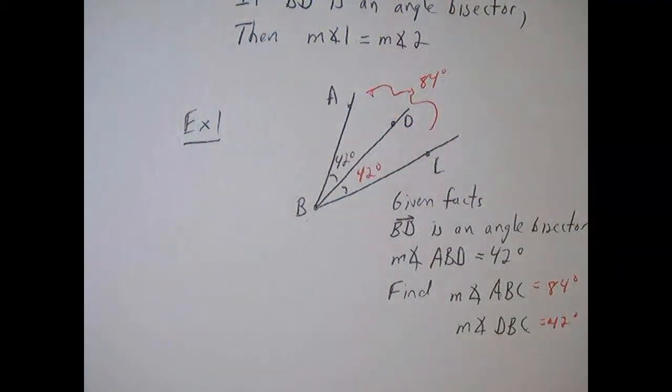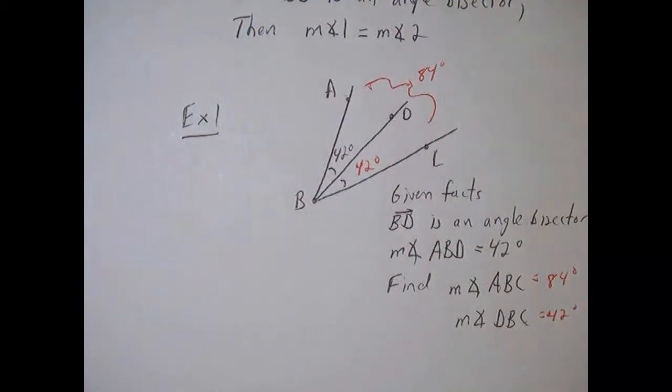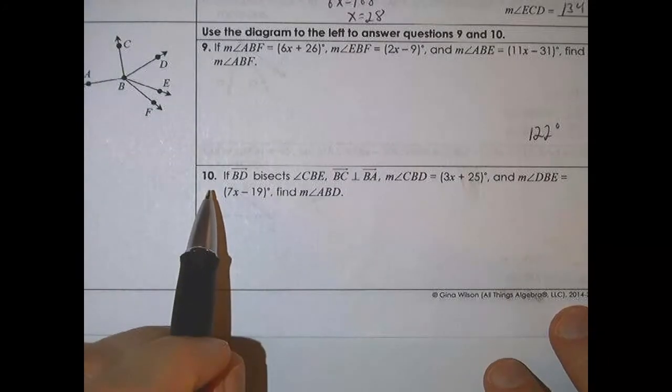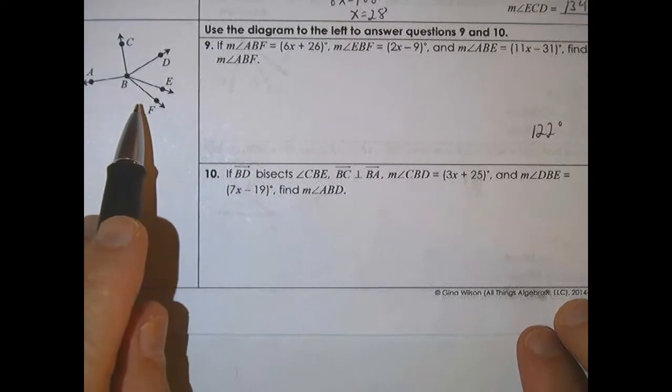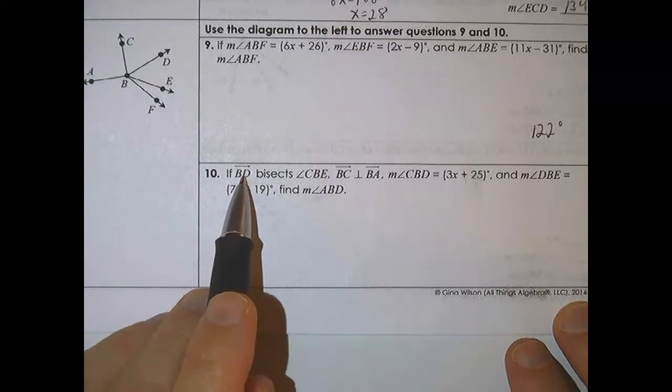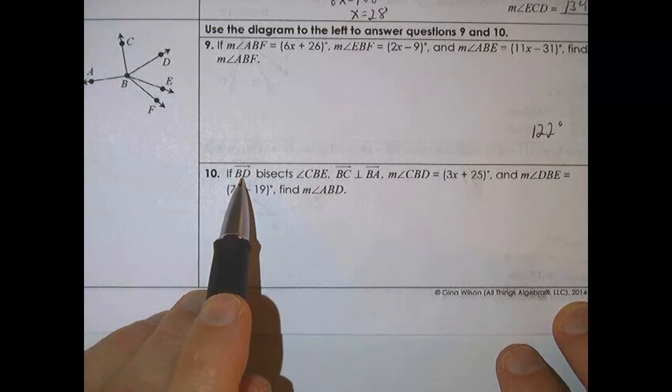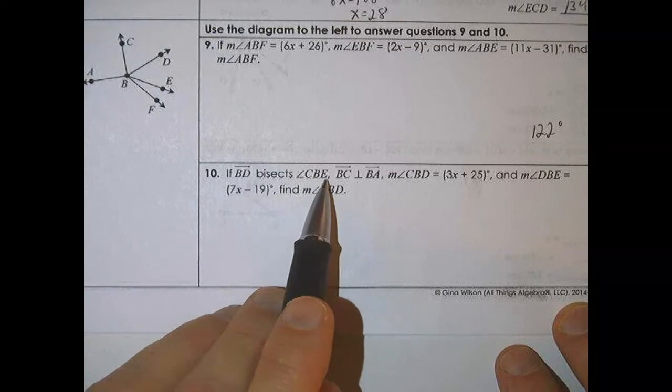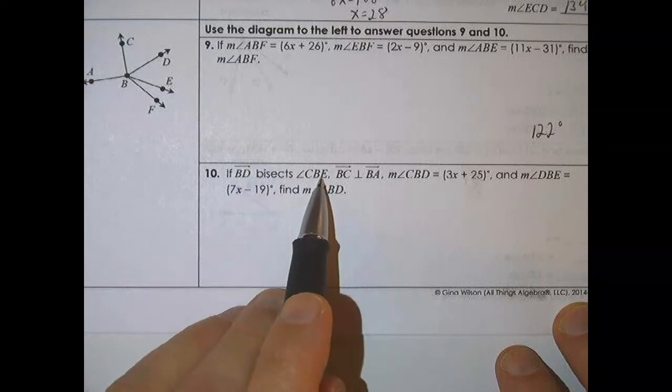Okay, let's turn the paper over and do the example on the other side that has some variables. So we're looking at example 10, and we're given this diagram to the left, and we're given some information. First, ray BD bisects angle CBE. So this is an angle bisector to this angle.